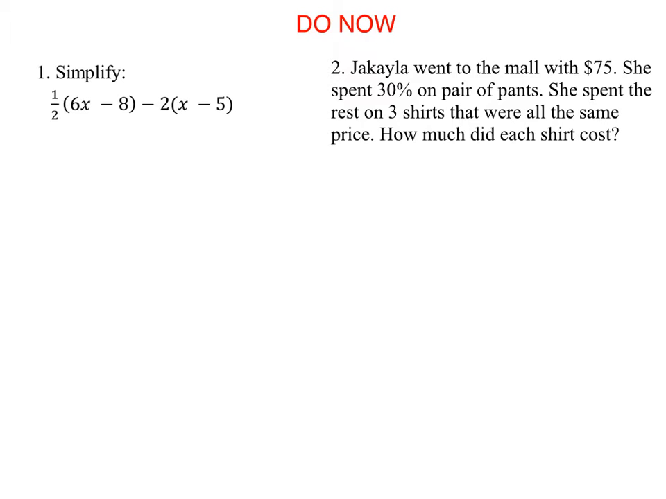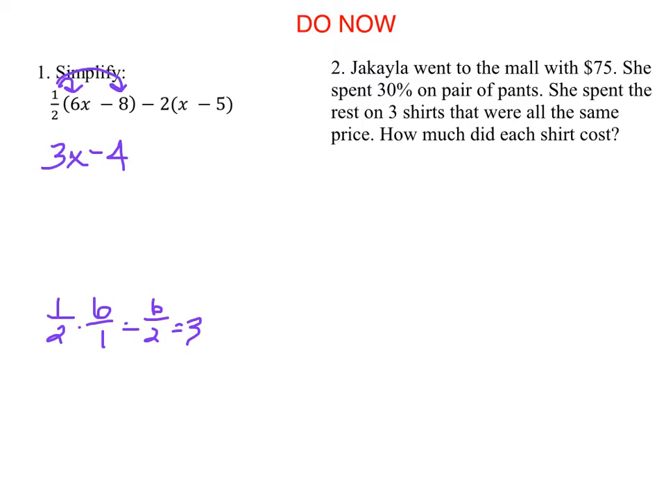Alright, so the first do now problem is a review from our algebra unit. To simplify, we're going to use the distributive property. I'm going to distribute this 1/2 times 6x and 1/2 times -8. 1/2 times 6, or half of 6, is 3x. Again, you can work that out by hand if you wanted to. This is how we would do it. 1 times 6 is 6 over 2, and that's how we got 3. Half of -8 is -4.